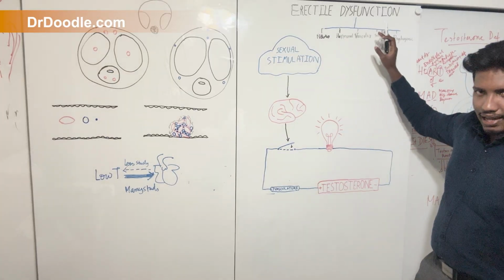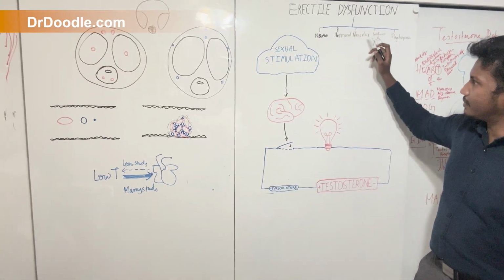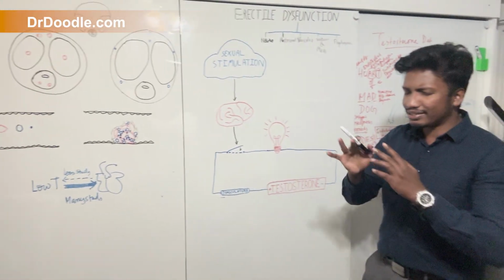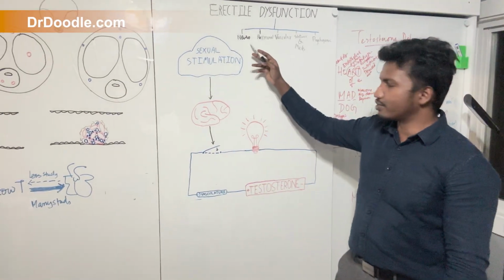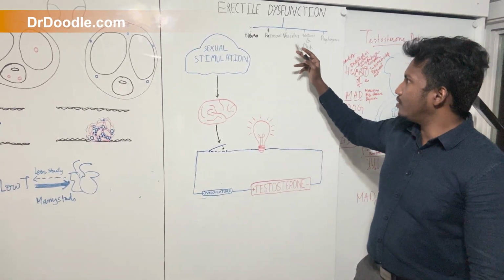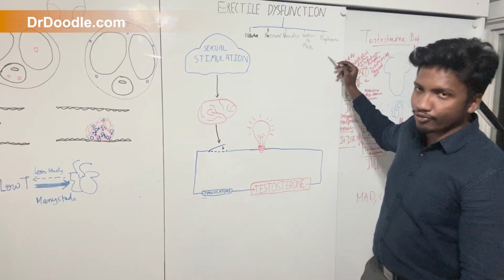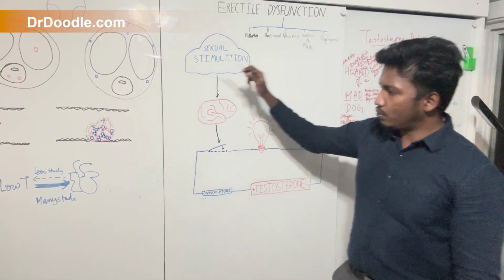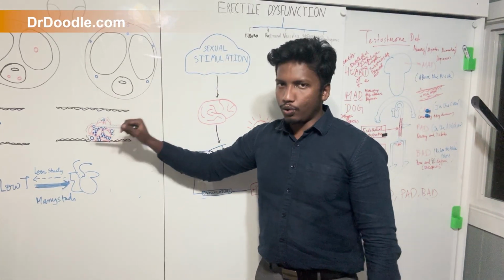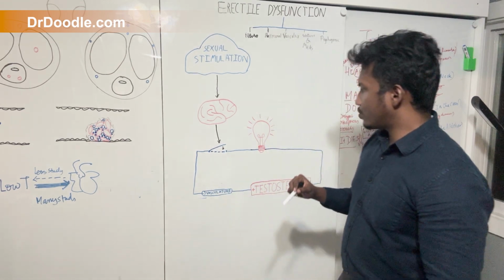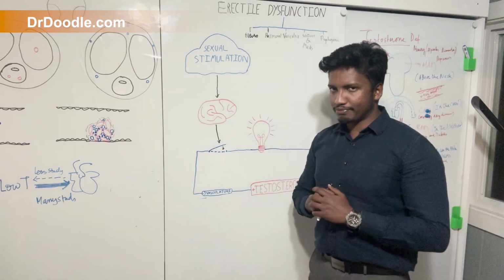Erectile dysfunction has various etiologies. We can divide it broadly into neurological, hormonal, vascular, substances and medicines, and finally psychogenic. I am mainly explaining the vascular part. So what brings about the vascular damage?